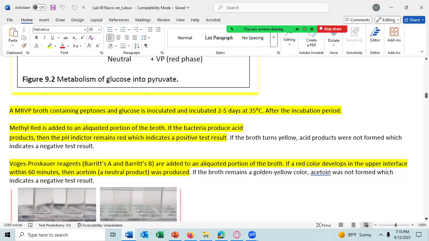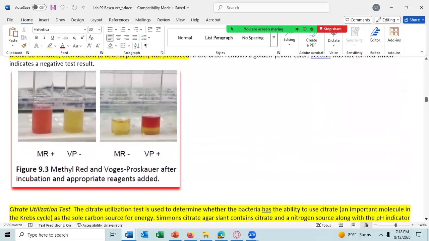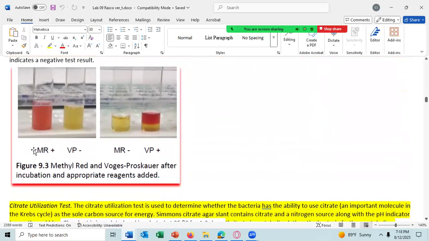If there's acid products in the tube, the MR test will turn red. The methyl red is red, by the way, and it will stay red if it's acid products. However, if it's not acid products, then the MR test will be negative and it will change from red when you first add it to yellow. And that happens almost immediately. Any questions about the MR test?